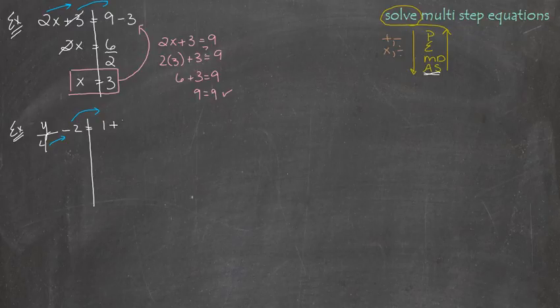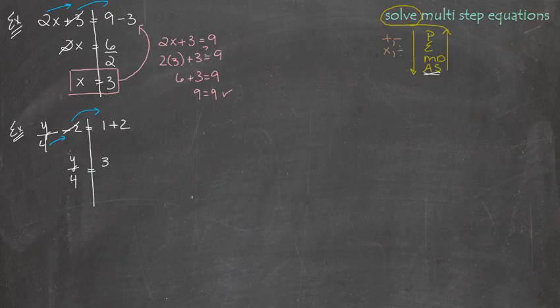Write it on this side first, so I don't forget what I'm doing. Add 2 to both sides, which makes this one disappear. Now I'm just going to clean it up. Y divided by 4 equals 1 plus 2, which is 3.